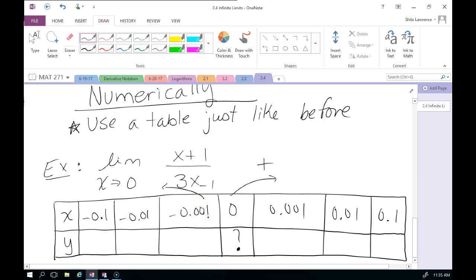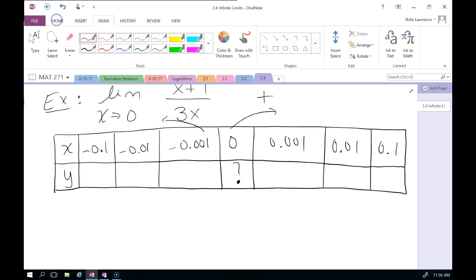And we just need to plug these into the function. I'm going to erase this because it looks like it's part of our function. So we just need to plug a negative tenth into x plus 1 over 3x, plug in negative 1,000th into x plus 1 over 3x, and so on and so on. And then trace these values into the middle and see what it looks like is happening as they come together at 0.